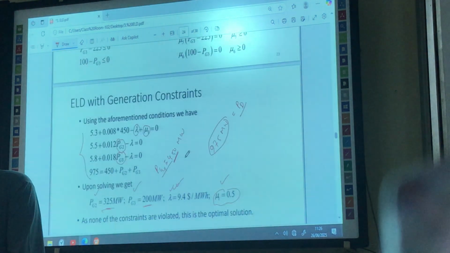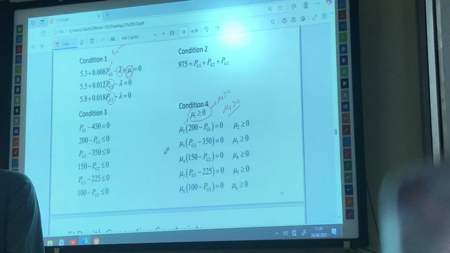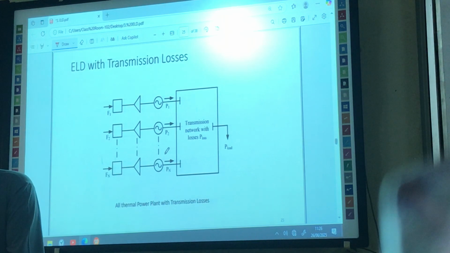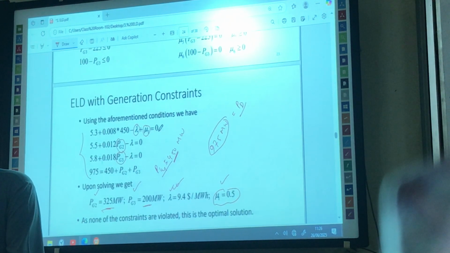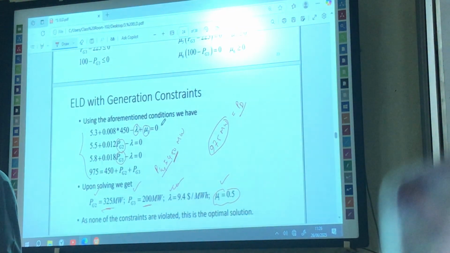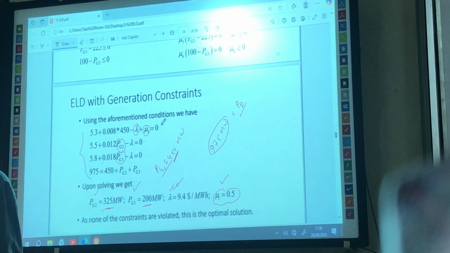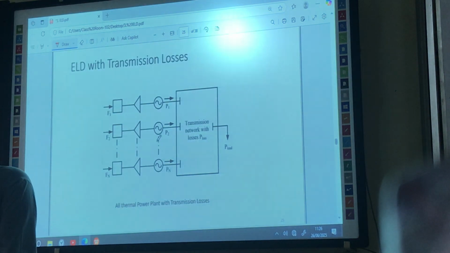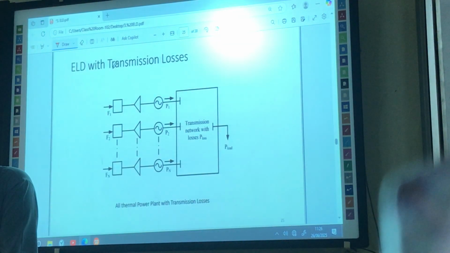So this was the numerical problem regarding the inequality constraint. Then the next type is the ELD with transmission losses. This is our last topic, because up to now we haven't considered the transmission losses. In the first type, we discussed the unconstrained minimization problem. Then in the next type, constrained minimization but only with equality constraint. Then the next type, the constrained optimization problem with inequality constraint. Now in the last type, we will solve the ELD problem with transmission loss.